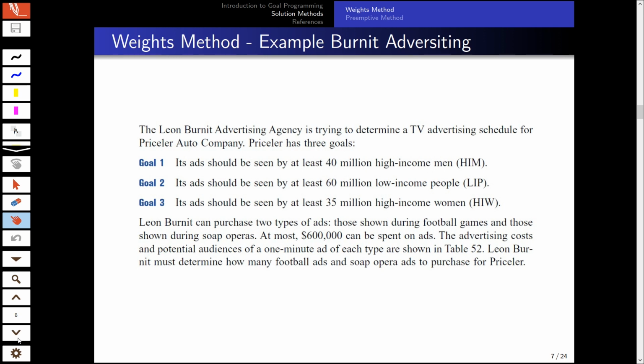Let's concentrate on the example that we have given. It is an advertising company called Leo Burnett that has to determine the TV advertising schedule for a customer. This customer has three goals given here, and the advertising company should purchase two types of advertising for this customer. They should be shown either in football games or during soap operas as a break. And the customer has at most $600,000 available that he or she can spend on the ads. They want to reach a certain potential audience, and we have also given some more data in the table that follows. Now the company should determine how many minutes to purchase and during which type of program on TV.